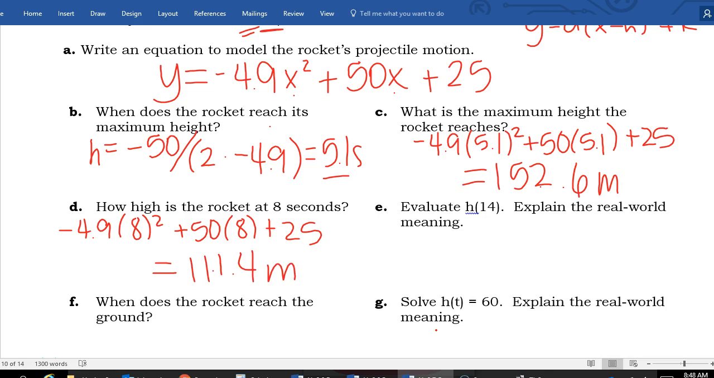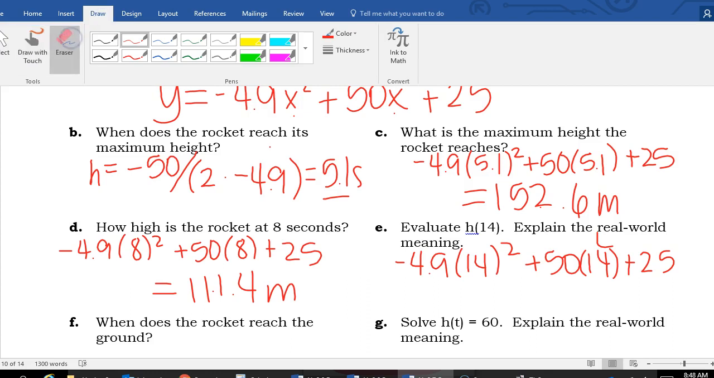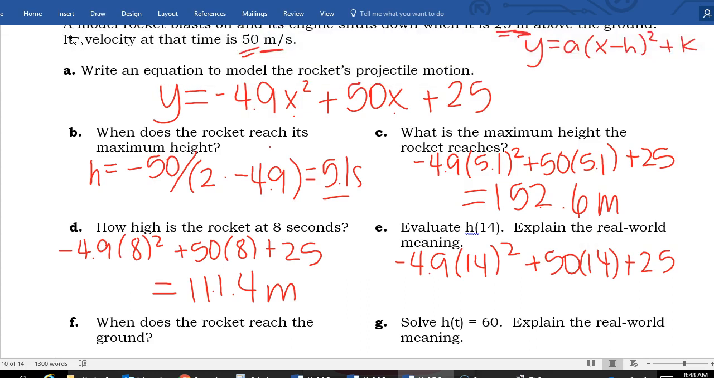Evaluate h of 14 and explain the real-world meaning. So we're going to substitute 14 into this equation now. And then the real-world meaning of that would be how high is the rocket at 14 seconds? Let me erase some of these extra things that keep popping up.